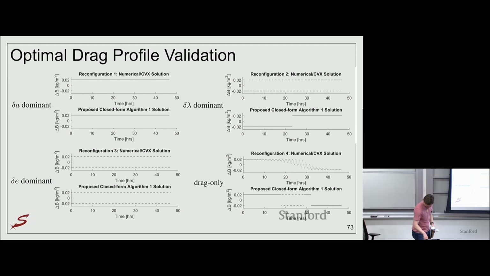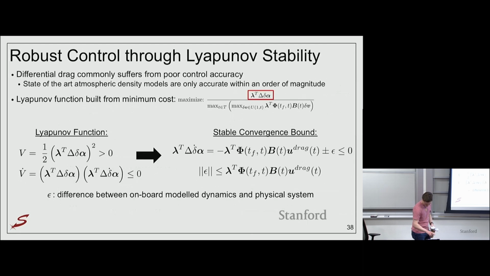All right. So one more quick thing about differential drag that I kind of touched on before, but is applicable for actually using it in a mission. The reason why a lot of missions don't use differential drag is because it really suffers from poor control accuracy. The atmospheric density models that we have access to as part of the state of the art are only really reliable within an order of magnitude, which is not great. So the way we're going to address this on SwarmX is we're going to apply Lyapunov stability to have a provably Lyapunov stable maneuver plan.